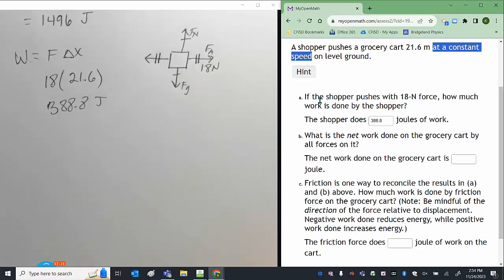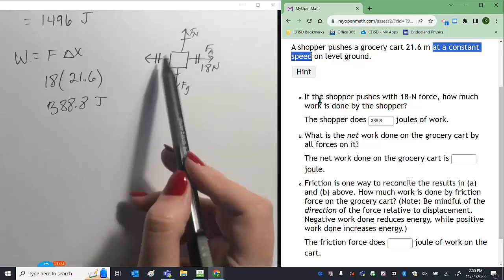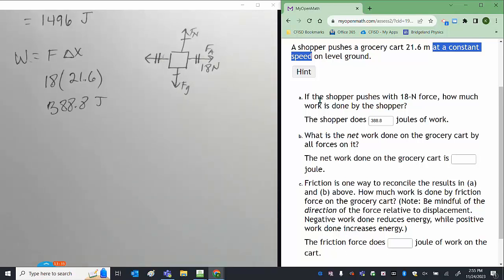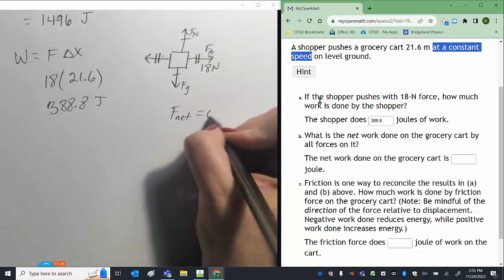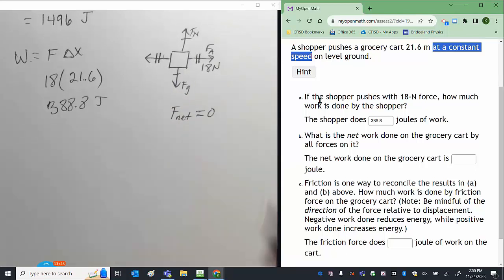So I'm assuming it's probably friction, but again, it could be a child dragging the cart backward or something, or trying to drag it backward, where you have an equal amount of force here that's causing you to move at a constant speed. Whatever the cause of that, the net force in this situation is 0. Because it says constant speed, I have to have a net force of 0 newtons. And if I have a net force of 0 newtons, then the net work is 0.